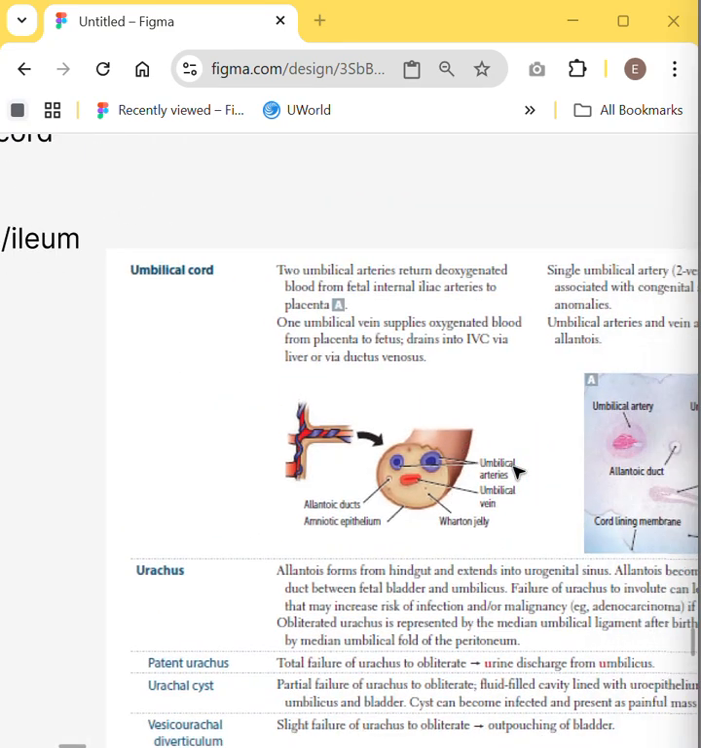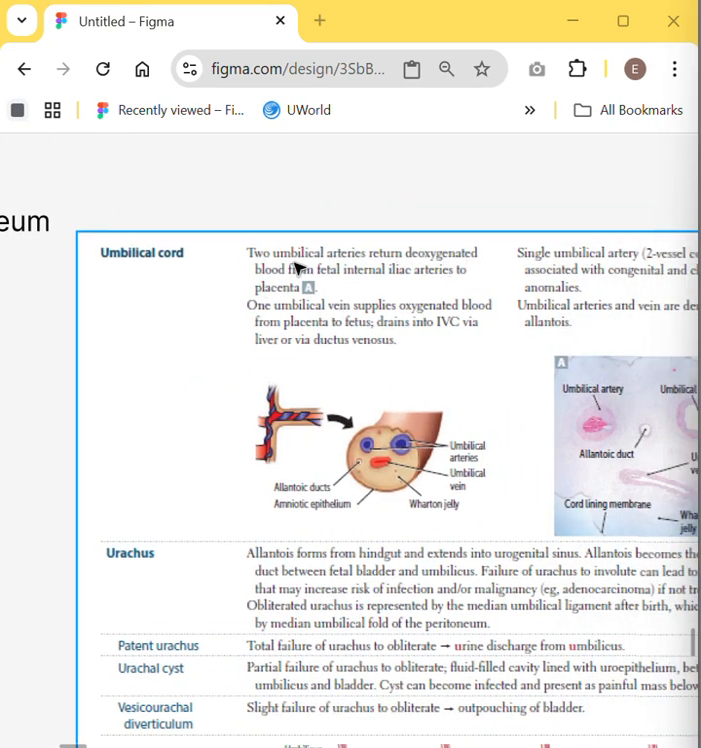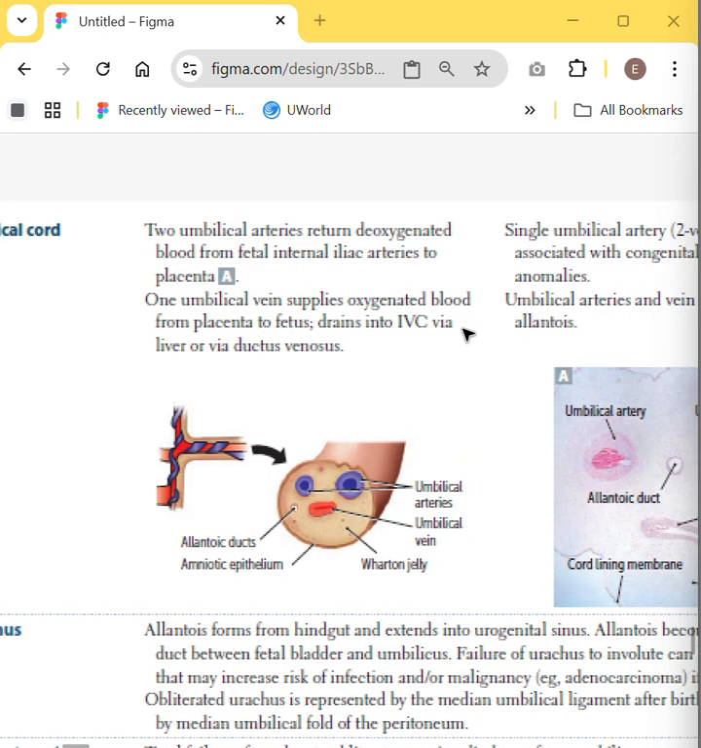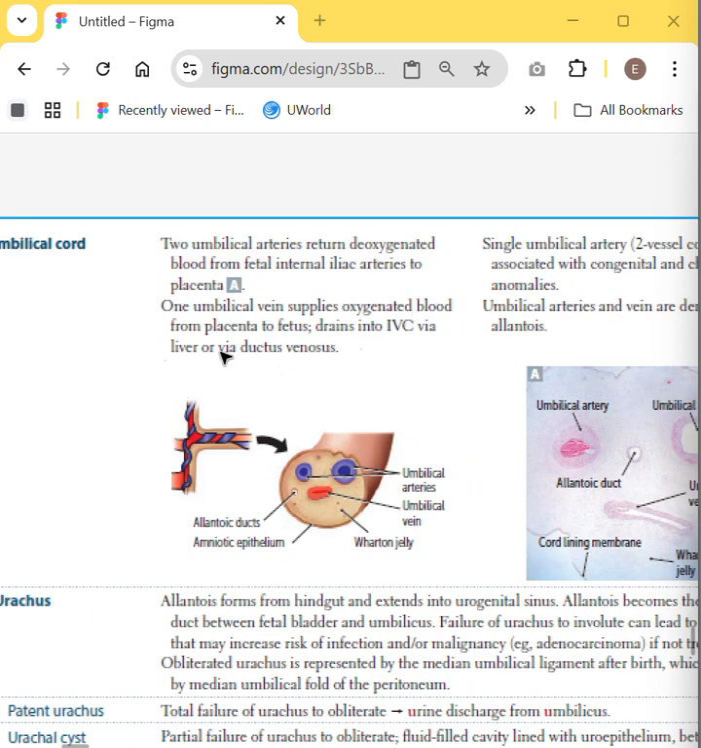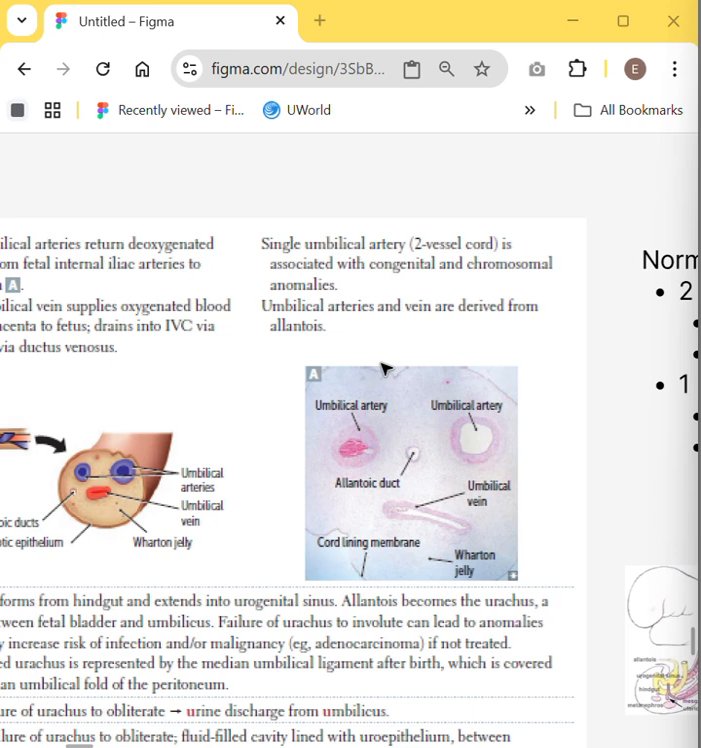That's your umbilical cord. So, two umbilical arteries return deoxygenated blood from the fetal internal iliac arteries to the placenta, and one umbilical vein supplies oxygenated blood from the placenta to the fetus, and drains into the inferior vena cava via the liver or via the ductus venosus.